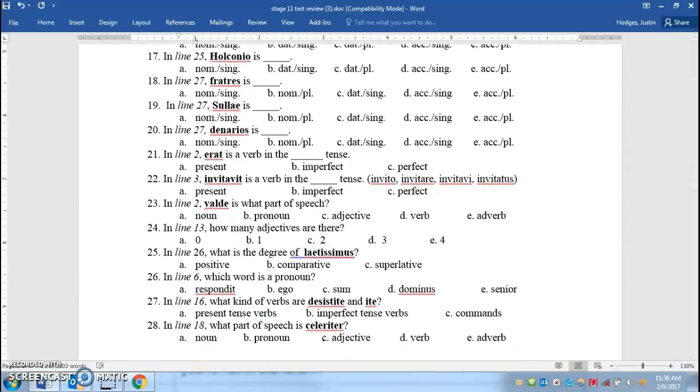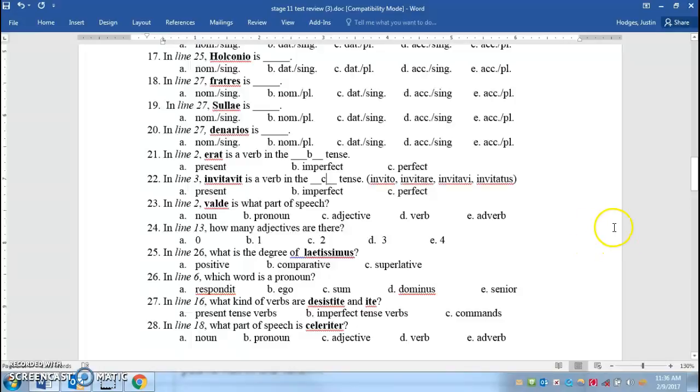Starting in question 21, though, we start seeing verbs. So we see erat. This is one that always gives us trouble because we know it means was, or we should know it means was, but it's irregular, so we don't know that it's considered the imperfect tense. The answer for 21 is B because erat is imperfect. Okay? Invitavit has a V in it, and that's one of those indicators that it is perfect, that it is C, the perfect tense.